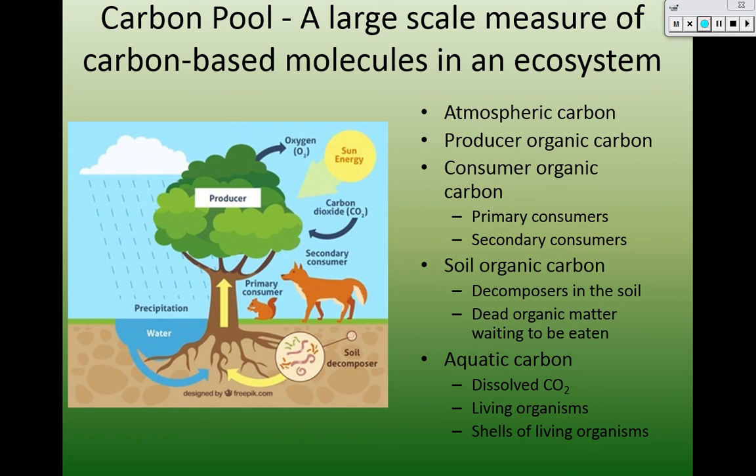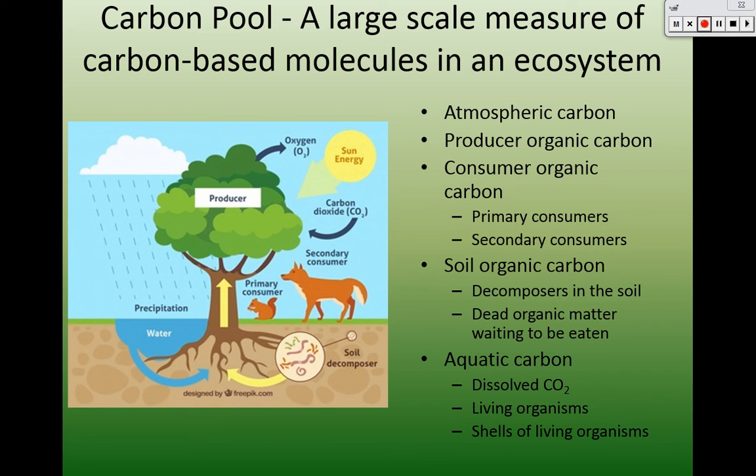And then you have shells of living organisms. So things like clam shells are all carbon-based shells. So yeah, all of that kind of comes together to talk about aquatic carbon. And you could divide up your aquatic carbon pool. So you could be looking at an aquatic ecosystem like an ocean, and you could say, okay, what would the dissolved CO2 be instead of the atmospheric CO2? What would the carbon in the consumers be? What about the carbon in the producers? So you could divide it all up.